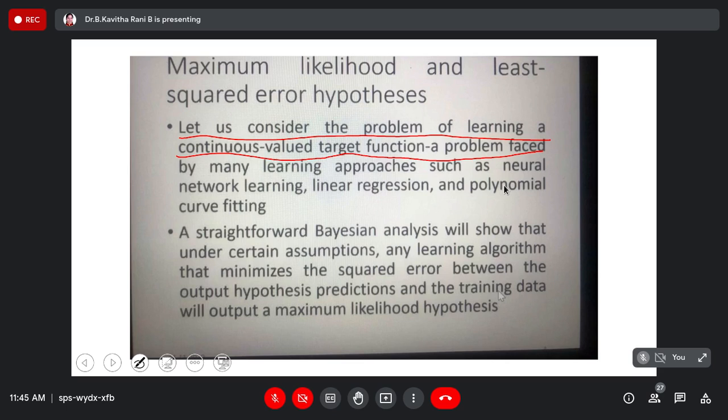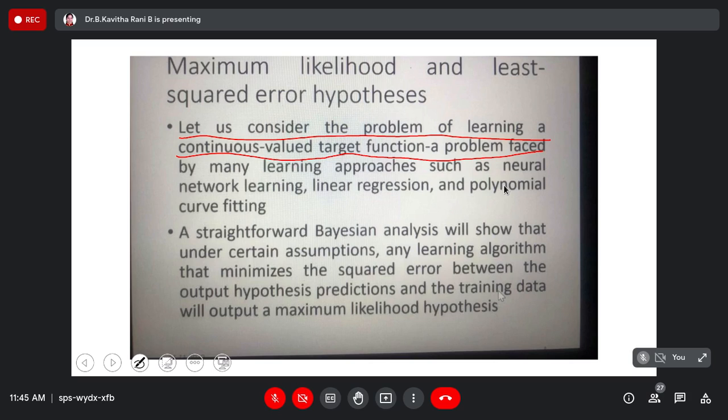Example, the model is trying to predict the sale price of a house. The model is trying to predict the stock market of shares. These are all different examples of continuous value. So it is a continuous value target function. Now consider the problem of learning a continuous value target function.